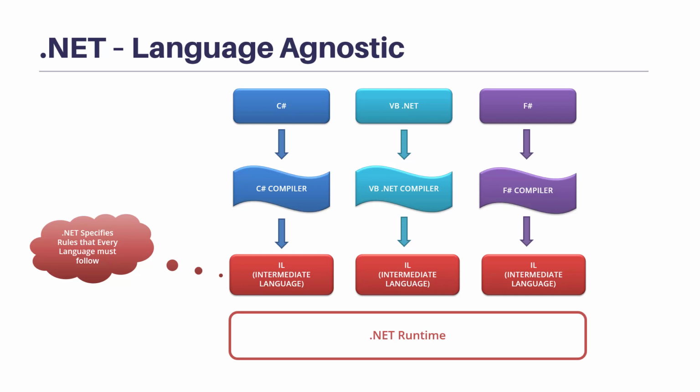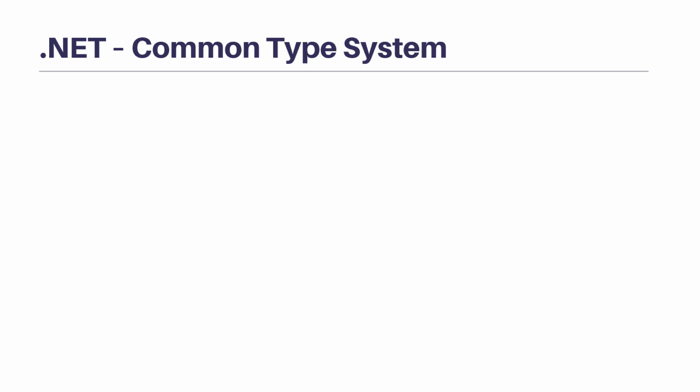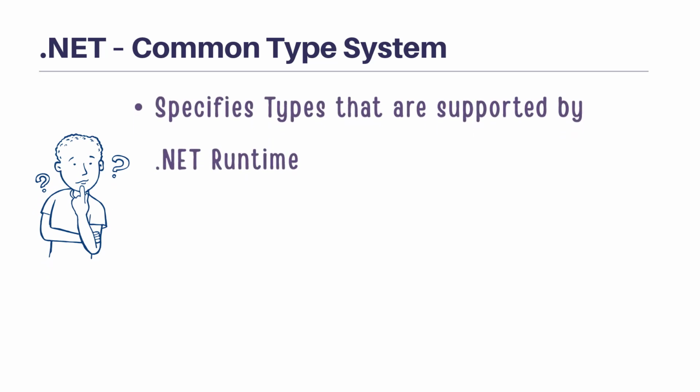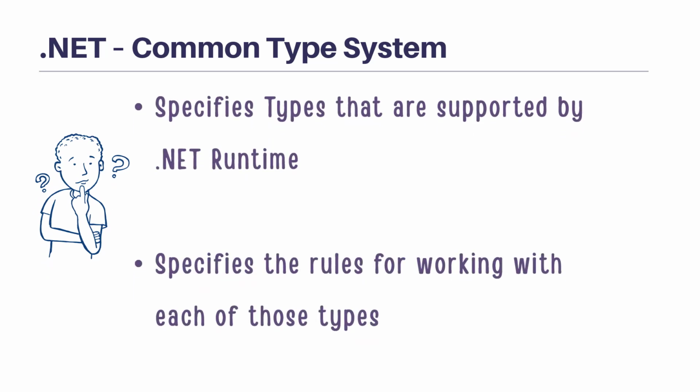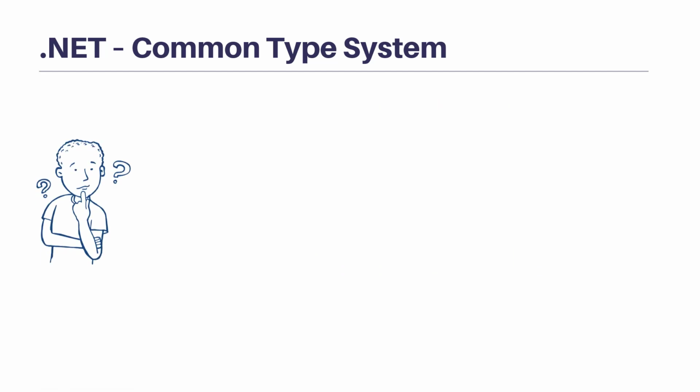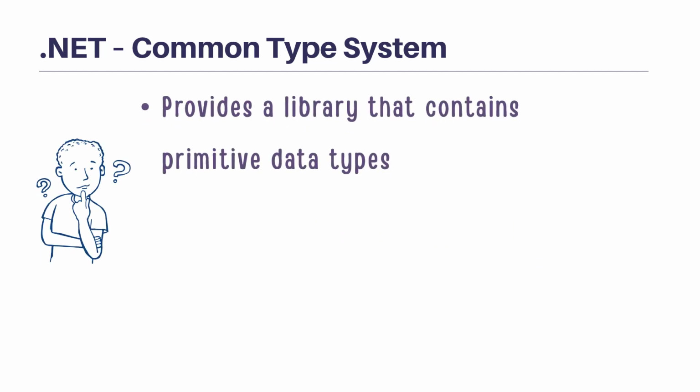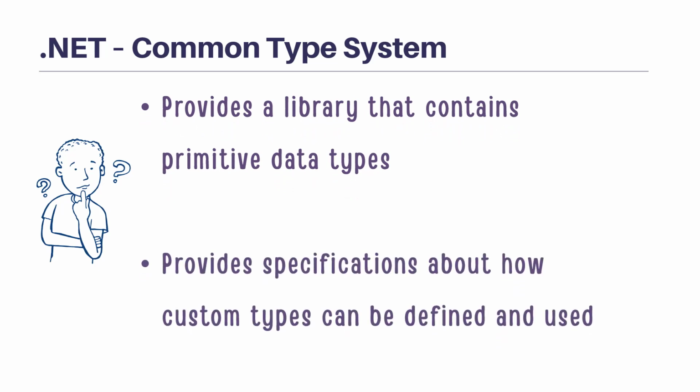In order to support flawless, transparent, cross-language integration, .NET provides some rules and specifications. All the languages which want to be supported by .NET must follow these rules and specifications. And Common Type System is a part of those specifications. Common Type System, also known as CTS, describes all the data types that are supported by .NET Runtime. CTS also describes the rules that all the languages must follow when it comes to working with those data types. CTS provides various primitive types as a part of system namespace, and CTS also provides rules about how the custom types can be defined and how they can be used.